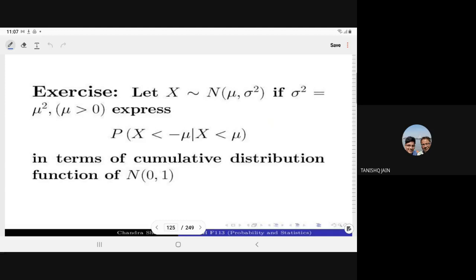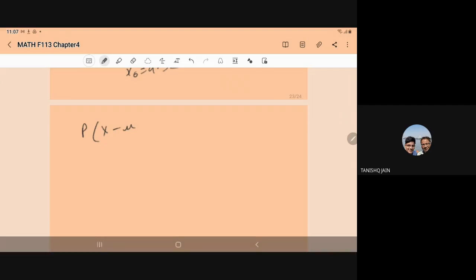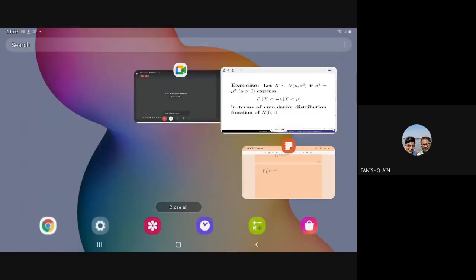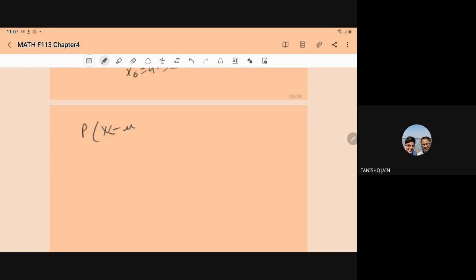X follows the normal distribution. If sigma square is equal to mu square, mu greater than 0, express the probability x less than minus mu given that x less than mu. So in terms of the probability distribution, it is x less than minus mu given x less than mu. This value you have to determine.